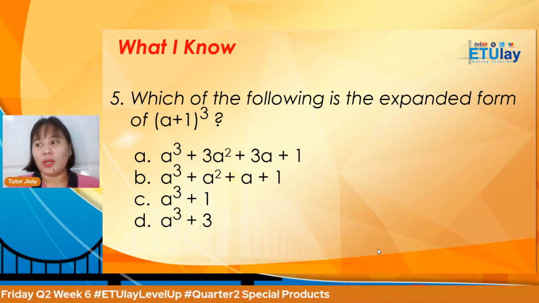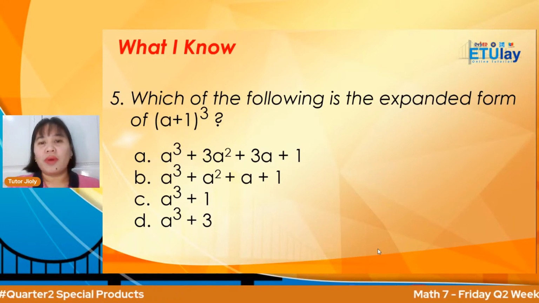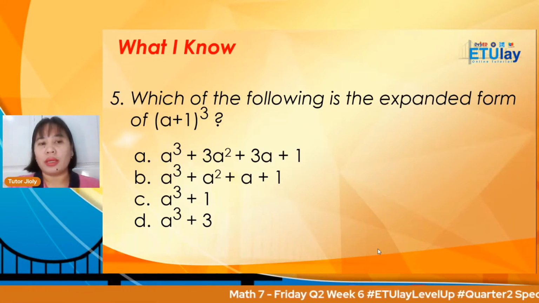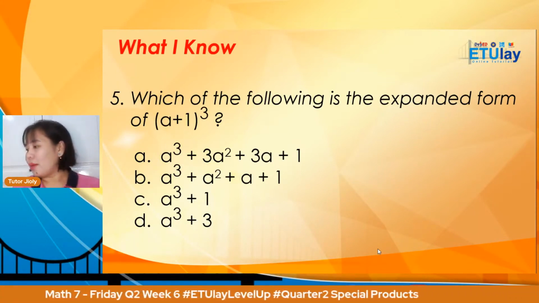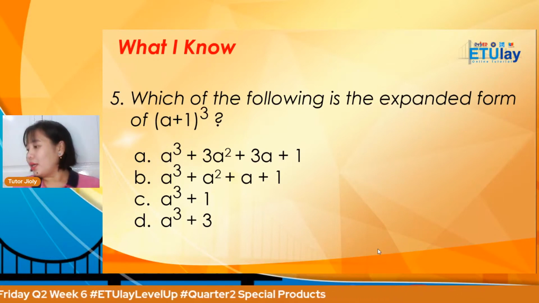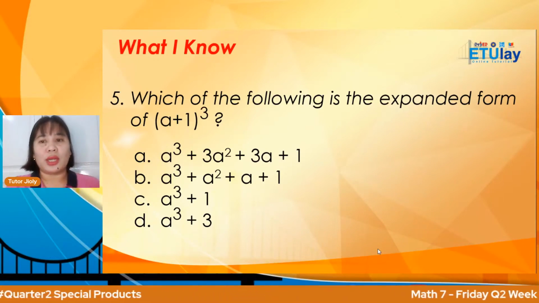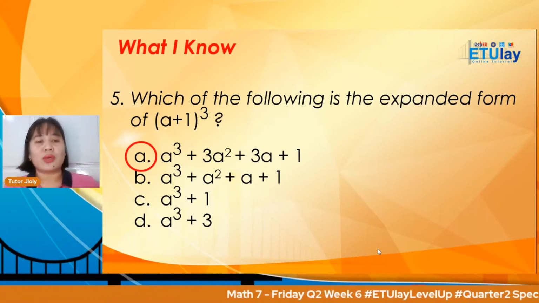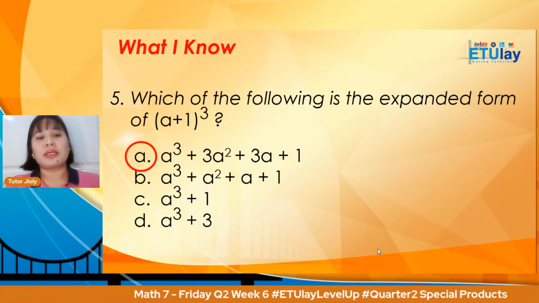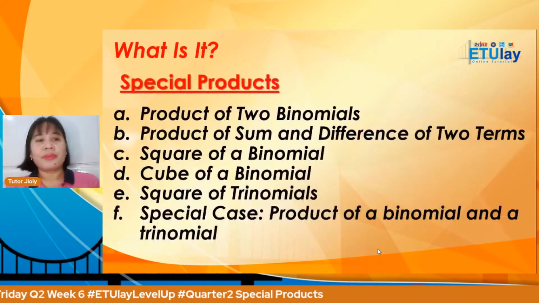Sa tingin nyo po, ano po mga anak yung sagot? Which of the following is the expanded form of quantity A plus 1 raised to 3? Okay, tingnan ko nga po kung tama po. Okay, for number 5, ayan, may mga sagot na. Tingnan natin kung sino po yung tama. Okay, the correct answer is letter A. That is A raised to 3 plus 3A raised to 2 plus 3A plus 1.